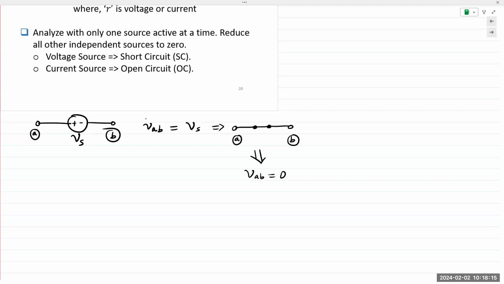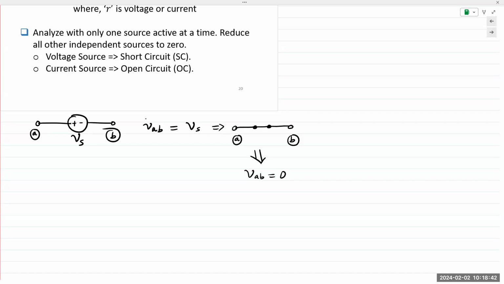Similarly, there is a reason why we replace a current source with an open circuit. It's the exact opposite of this. The only way a current cannot flow through a path is if there is no path to flow through. So if you want to reduce a current source to 0, you simply take that current source out of the circuit and replace it with an open circuit, or basically don't replace it with anything.